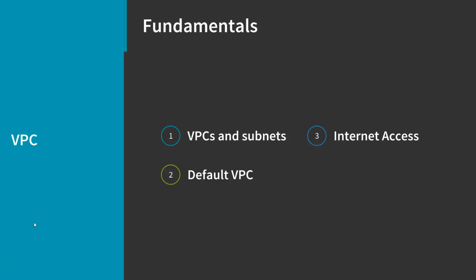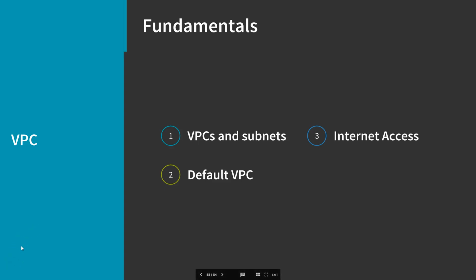In this video, we'll be talking about the fundamentals of Amazon Virtual Private Cloud, or VPC. Amazon VPC enables you to launch AWS resources into a virtual network that you've defined. This virtual network closely resembles a traditional network that you'd operate in your own data center, with the benefits of using the scalable infrastructure of AWS.